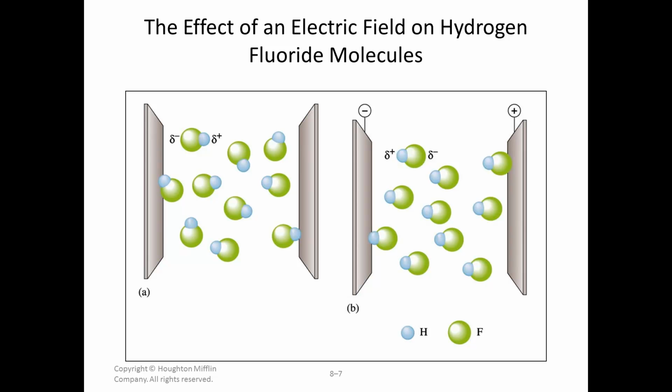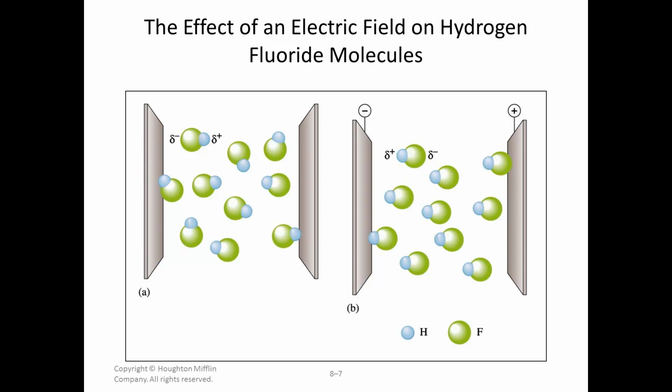If we look at hydrogen fluoride, where hydrogen is represented by the blue sphere and fluorine is represented by the green sphere, we have this unequal sharing of electrons, and so there is a partial positive and partial negative end to our hydrogen fluoride molecule. The delta plus represents the partial positive end. The delta minus represents the partial negative end.